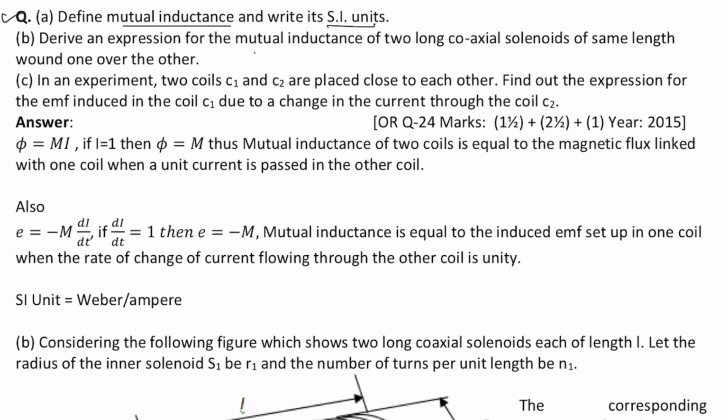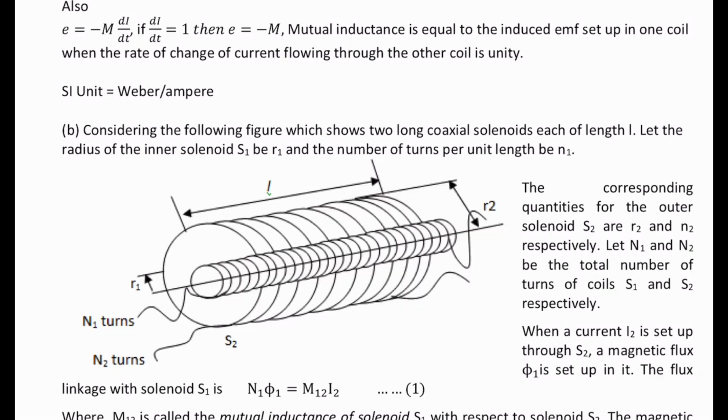Derive the expression for mutual inductance of two long coaxial solenoids. Coaxial means their axes are the same. Suppose this is one solenoid S1 and this is S2. Both solenoids are spiral coils.